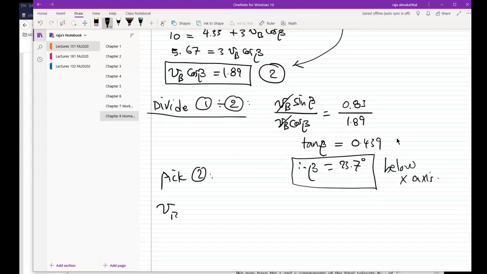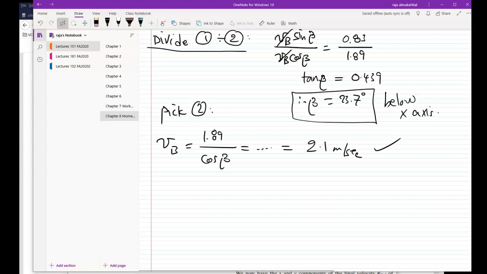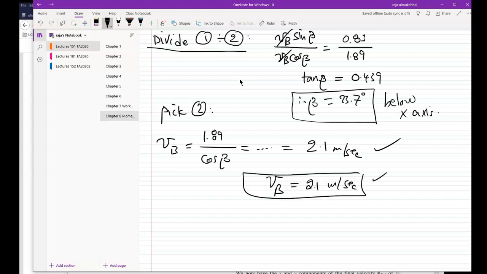I have VB, the one you see right here. See that? That's going to be 1.89 divided by cosine beta. You just plug it in, and you will get VB. I'm going to assume that I have done it correctly. He got an answer of 2.1, and I hope we got this answer, meter per second. And there we go. You got it? So in this case, VB is equal to 2.1 meter per second. And there we go. We got both of them.